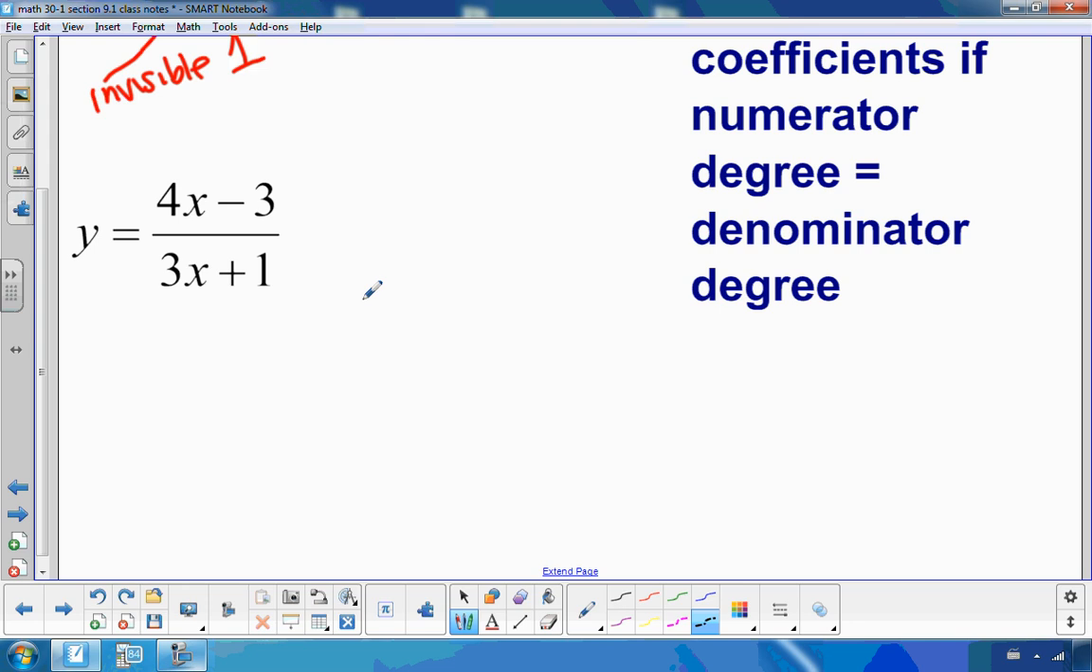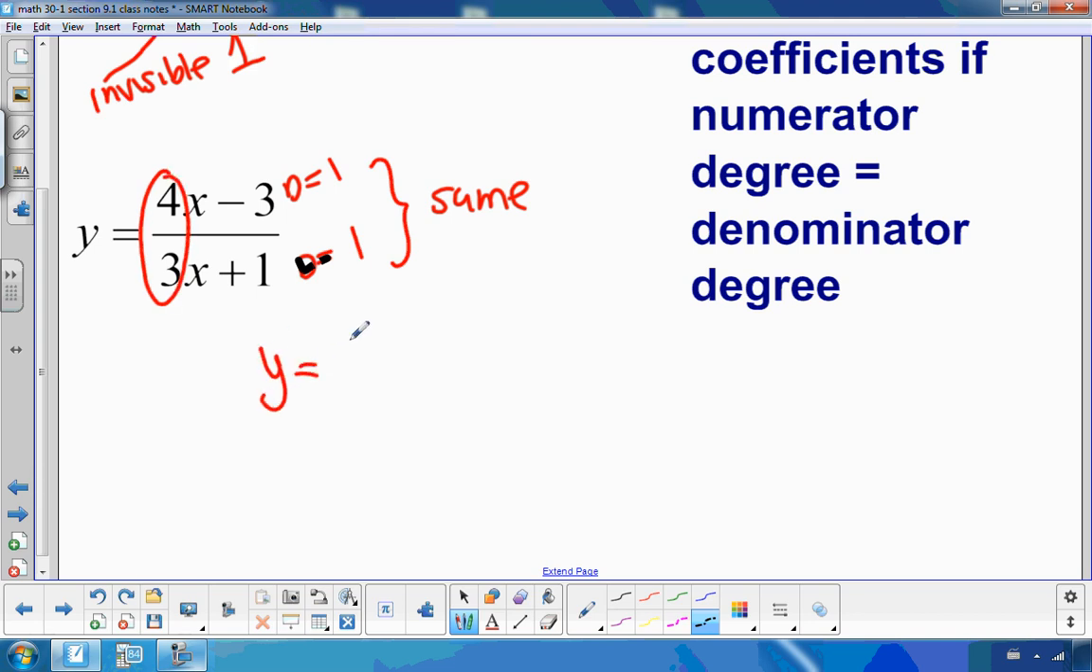Okay, let's use this trick to find the horizontal asymptote of this one. So again, degree is 1, degree is 1. It doesn't have to be 1, it just has to be equal. So I could have degree 2, degree 2, as long as they're equal. So since these two here are the same, the horizontal asymptote will be the ratio of the leading coefficients. So that means the horizontal asymptote is the equation y equals 4/3.